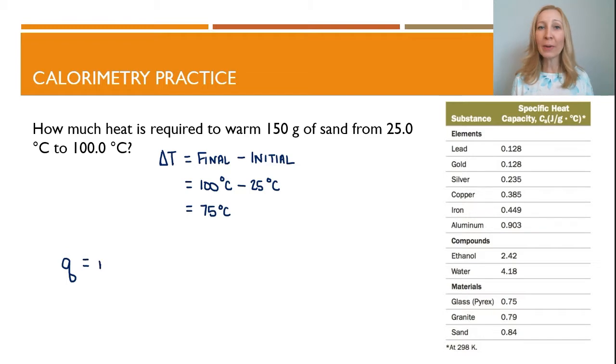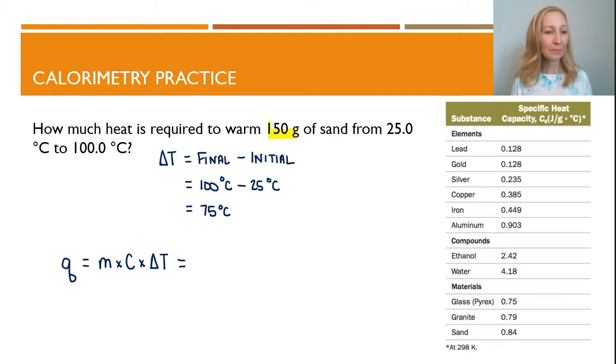So I'm going to start with my equation. Q equals M times C times delta T. Now the mass. The mass of the substance, I look at my problem here, and I have sand. The mass of the sand is 150 grams. So I'm going to put in 150 grams for my mass.